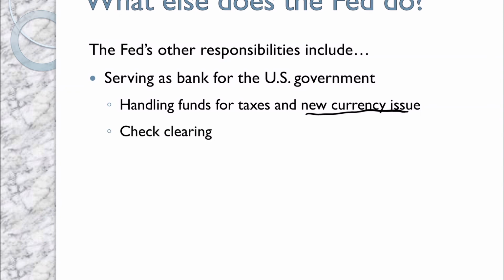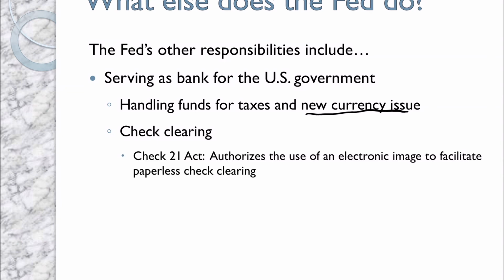Also, the Fed's other responsibilities deal with check clearing. So the Federal Reserve Bank will clear all checks of banks within your district, and of all the other banks. And this warrants discussing the Check 21 Act. The Check 21 Act was implemented in 2004. Before this, you used to have a paper copy of the check in order to cash your check. The Check 21 Act of 2004 authorized the use of an electronic image to facilitate paperless check clearing.